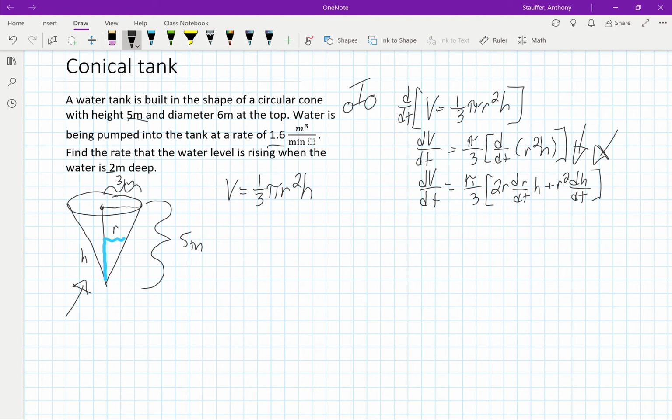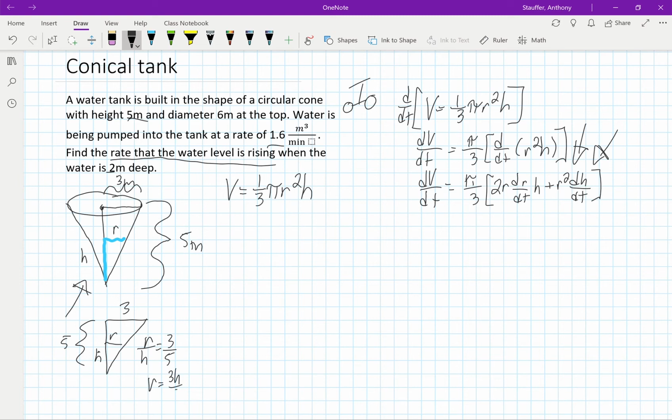So looking at this, lo and behold, what do I notice? I've created similar triangles. I have the 3 right there, the 5 right there, the r right there, and the h right there. At this point, I can use my similar triangle relationship that r over h equals 3 over 5. What we're looking for is the rate the water level is rising, which is going to be my dh/dt. So I'm going to solve this for r.